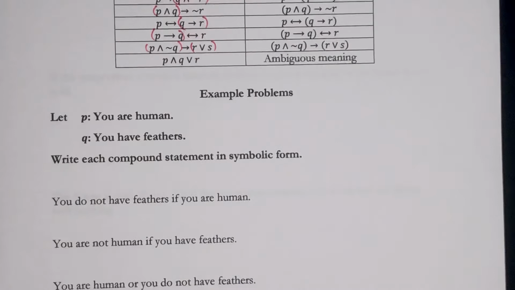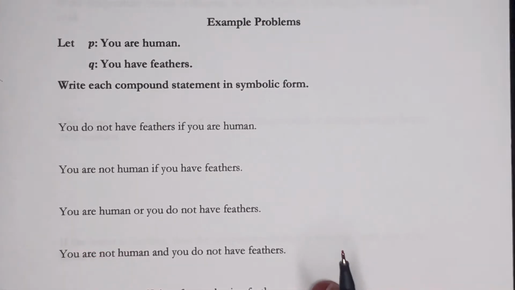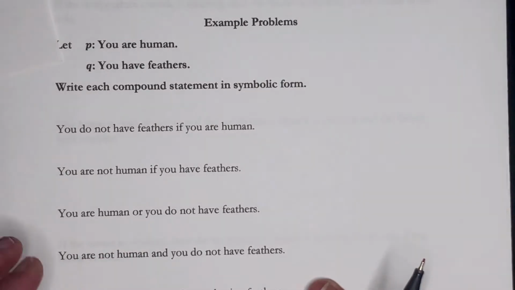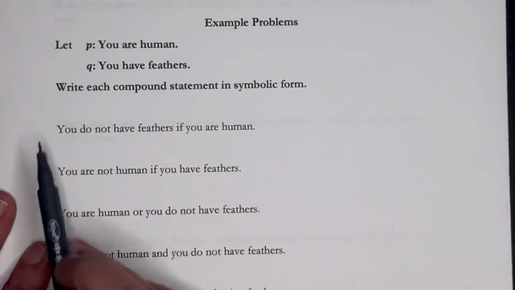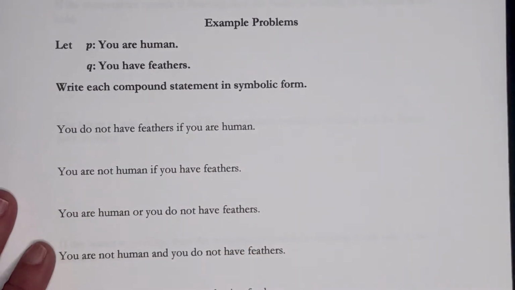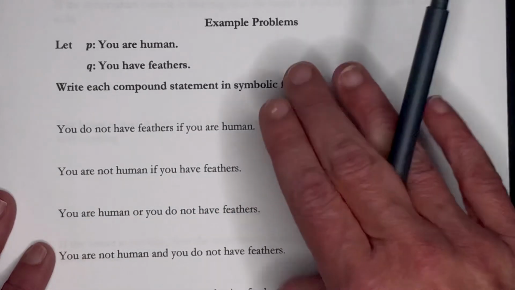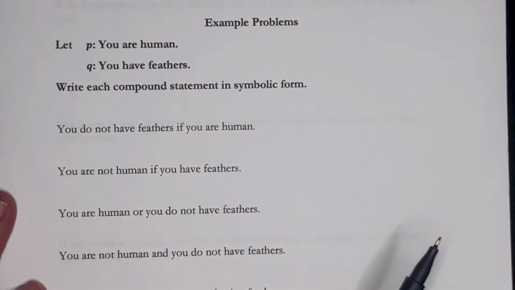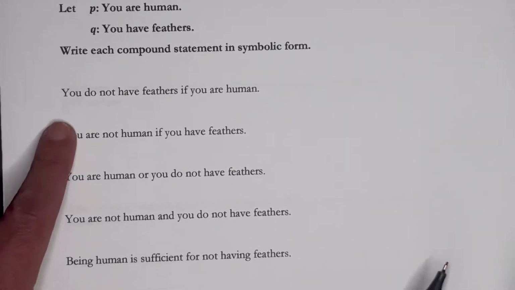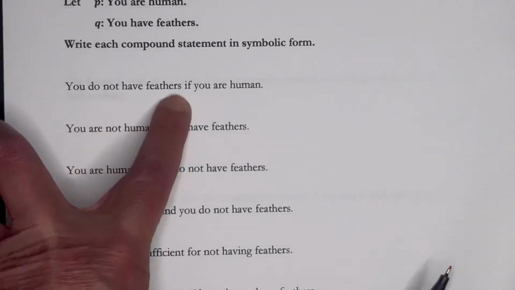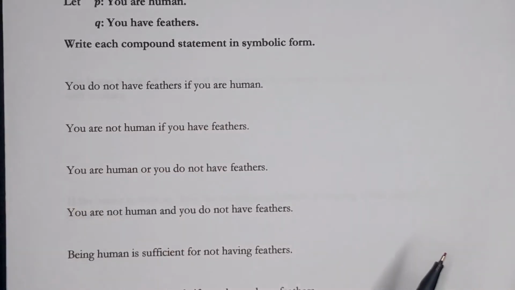Okay, so we're going to start these example problems. We are given two phrases, you are human and you have feathers. So P is you are human, Q is you have feathers. And what we're being asked to do is translate these English phrases into symbols using the symbology we learned already.